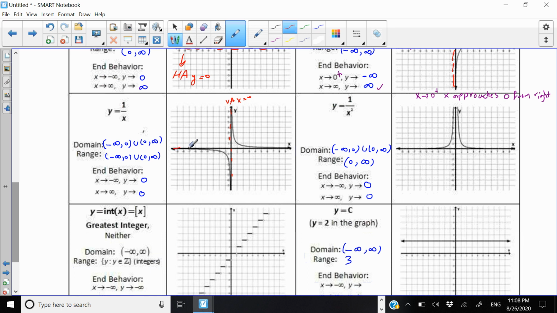Also, we have a horizontal asymptote here. So bottom to top as I'm moving, negative infinity to 0, jump, and then 0 to infinity. That will be the range of my function.